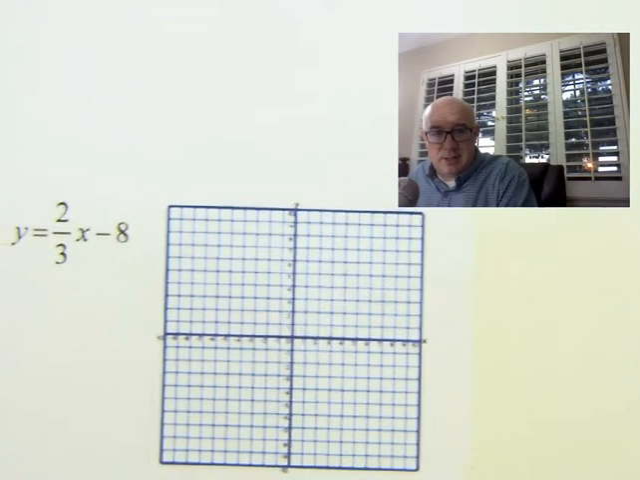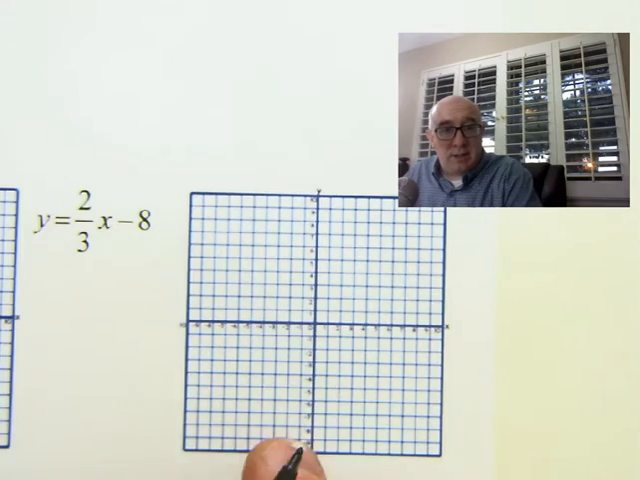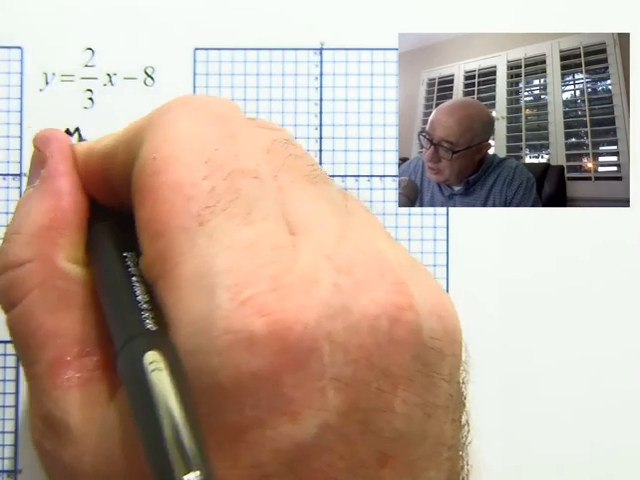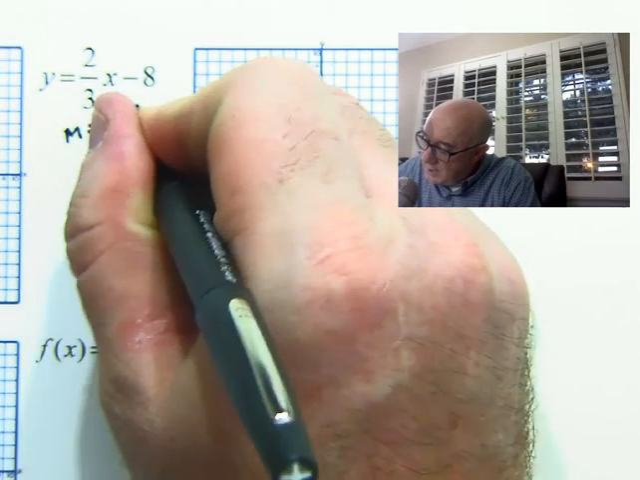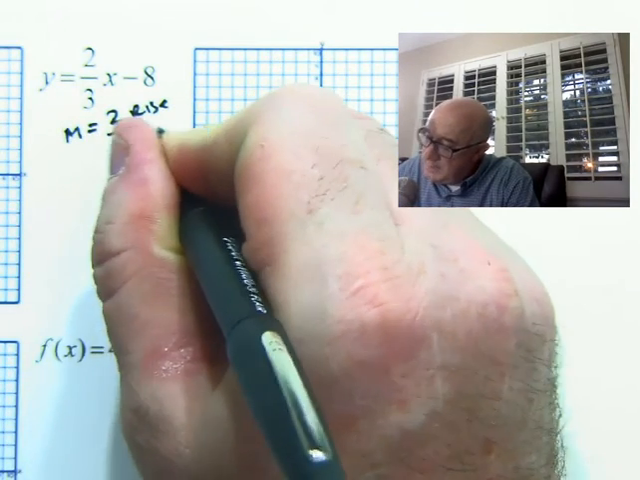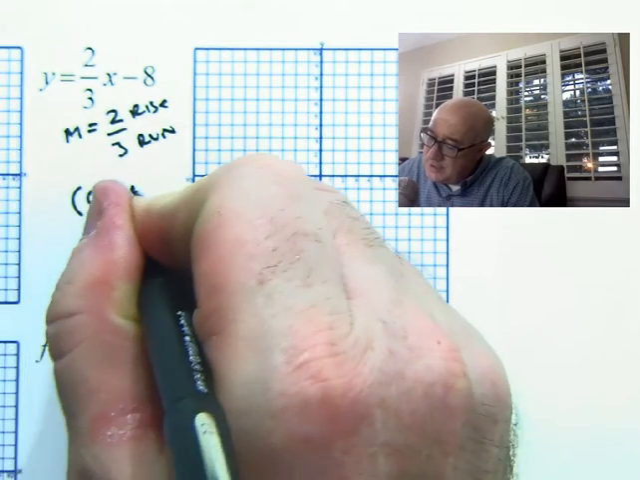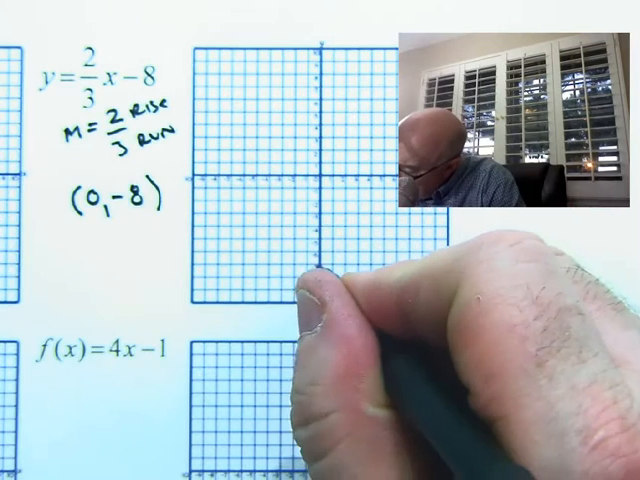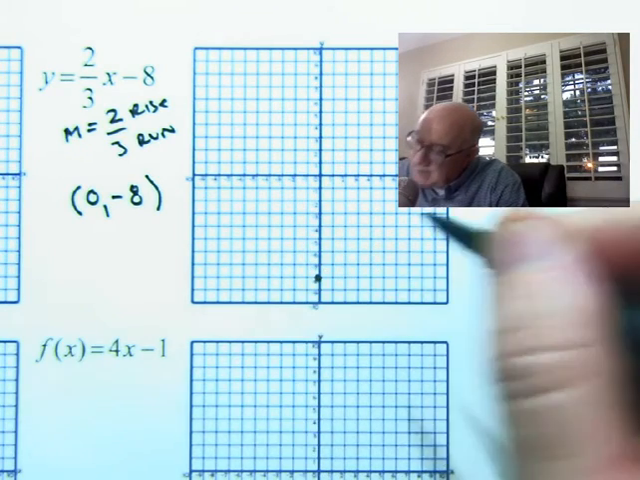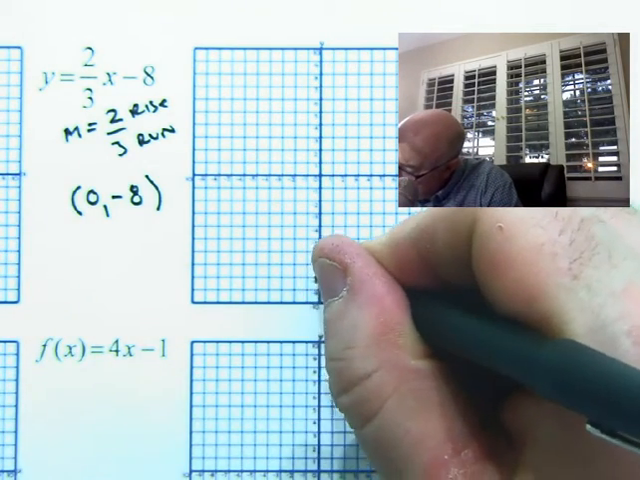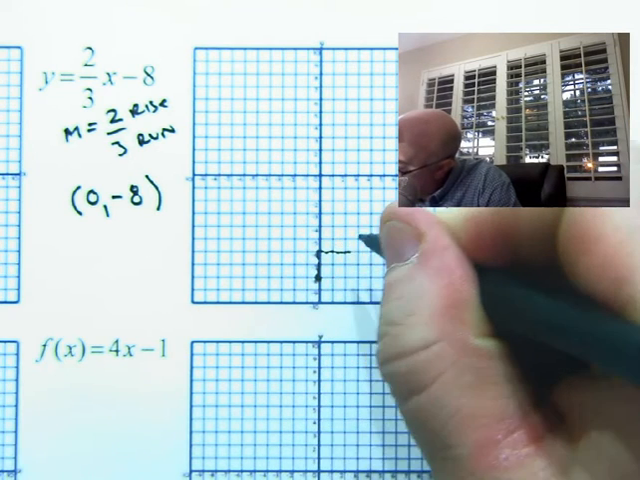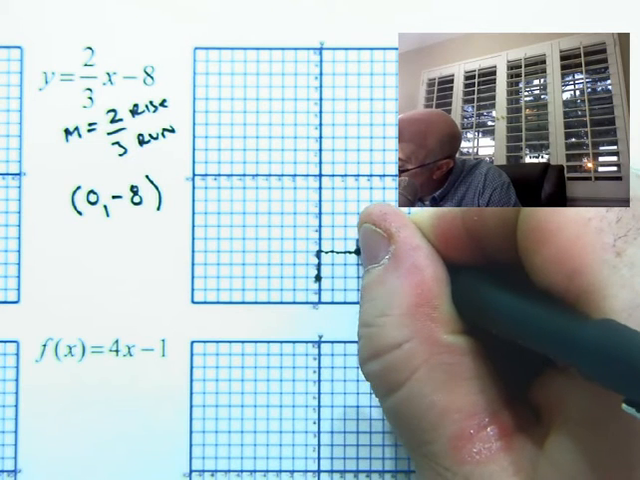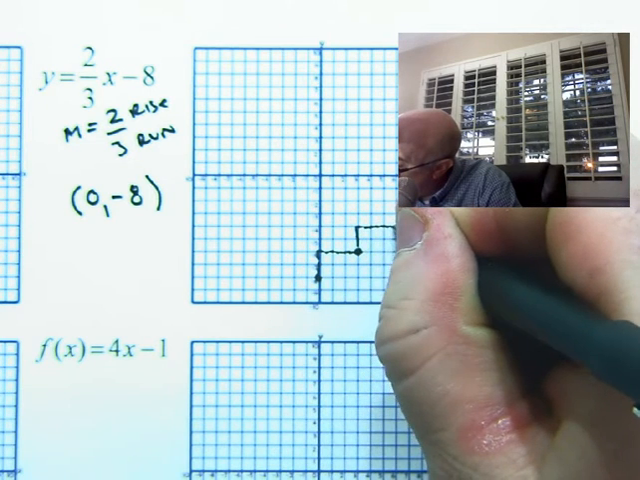Here's a case where, let's see what we've got here. Our m is 2/3, so 2 is our rise and 3 is our run. And our intercept is at (0, -8). So I'm going to go all the way down to (0, -8) right here. And I'm going to rise 2 and run 3. 1, 2, 3. Rise 2, run 3.